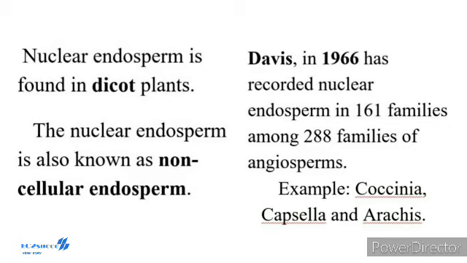Davis in 1966 recorded nuclear endosperm in 161 families among 288 families of angiosperms. In this type, the primary endosperm nucleus undergoes mitotic division to form several thousands of free nuclei. All the nuclei remain free in the cytoplasm of the embryo sac. The nuclear divisions are not followed by wall formation. Thus, a multinucleate endosperm is found. Hence, this type is known as nuclear endosperm.